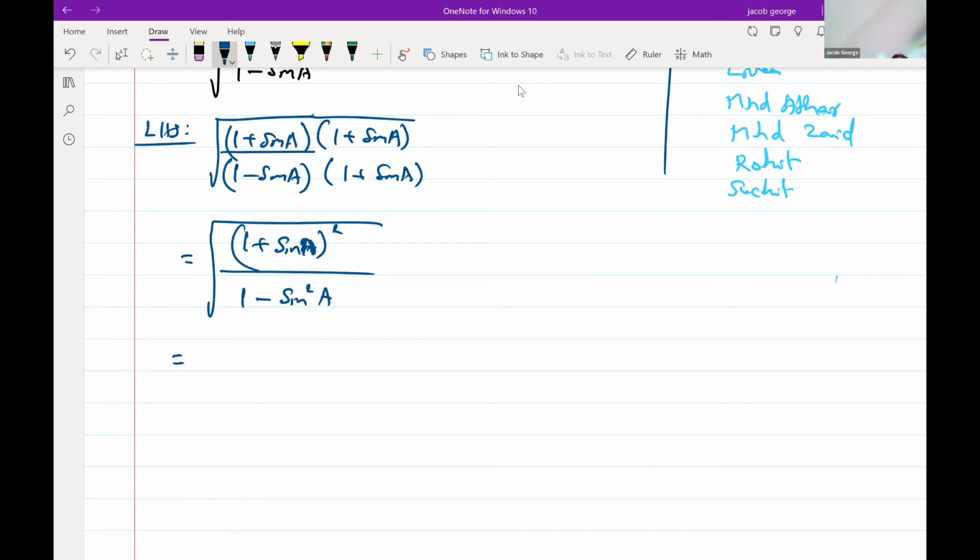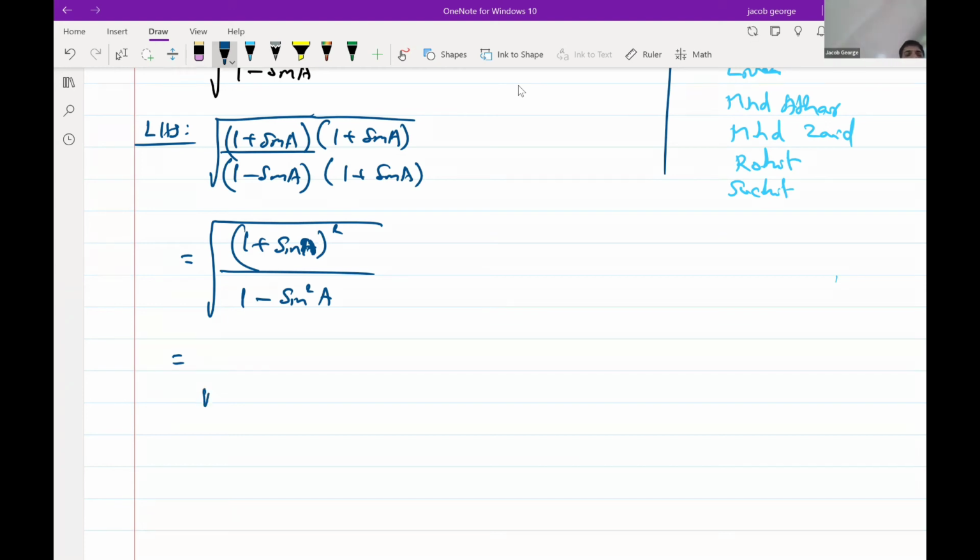1 plus sin A the whole square upon 1 minus sin square A. Now, what is 1 minus sin square A? Using the first identity, 1 minus sin square A is cos square A. Repeat and study: 1 minus sin square A is cos square A.